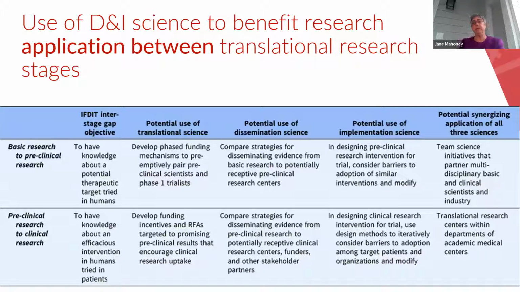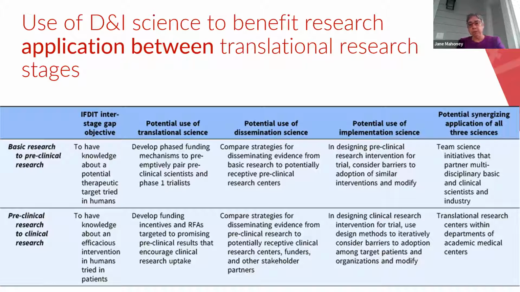So what if we think about between stages, trying to more quickly and efficiently move research from the basic science stage to the preclinical, for example? How can we use dissemination science? So we could compare strategies for disseminating evidence from basic research to receptive preclinical research centers. What strategies do we have and pursue to disseminate? How well do they work?